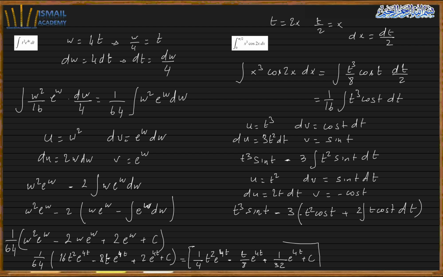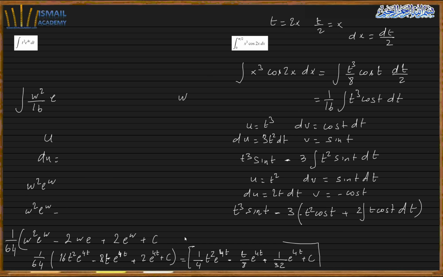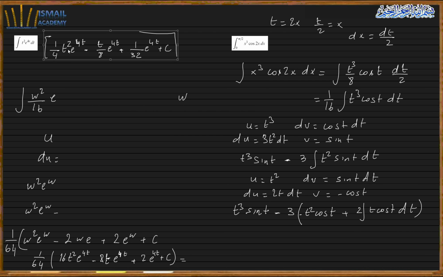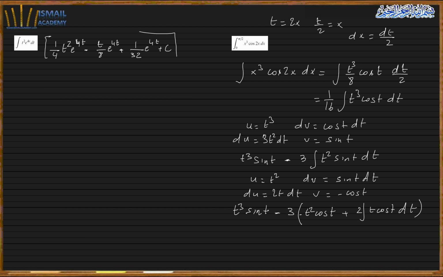So let me clean this spot. So let me pull this one here. This will be my answer, because I will need that space. Alright, so again here I distribute the 3, so it's going to be t cubed sine of t plus 3t squared cosine of t minus 6 the integral of t cosine of t dt.